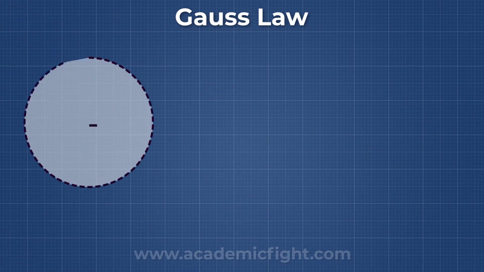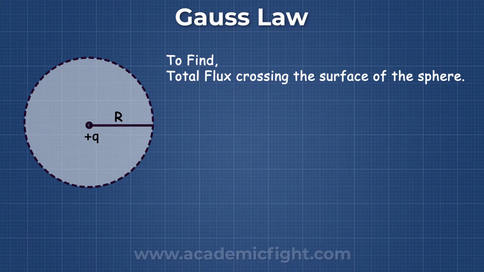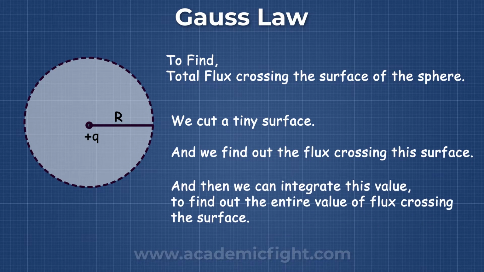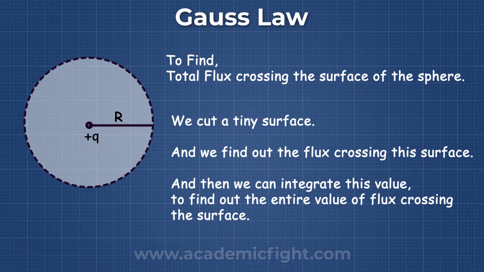Let's say we have a sphere with radius r, and charge q inside it. Now we need to find the total flux crossing the surface of the sphere. To find this, let's say we cut a tiny surface, and we find out the flux crossing this surface. And then we can integrate this value to find out the entire value of flux crossing the surface.